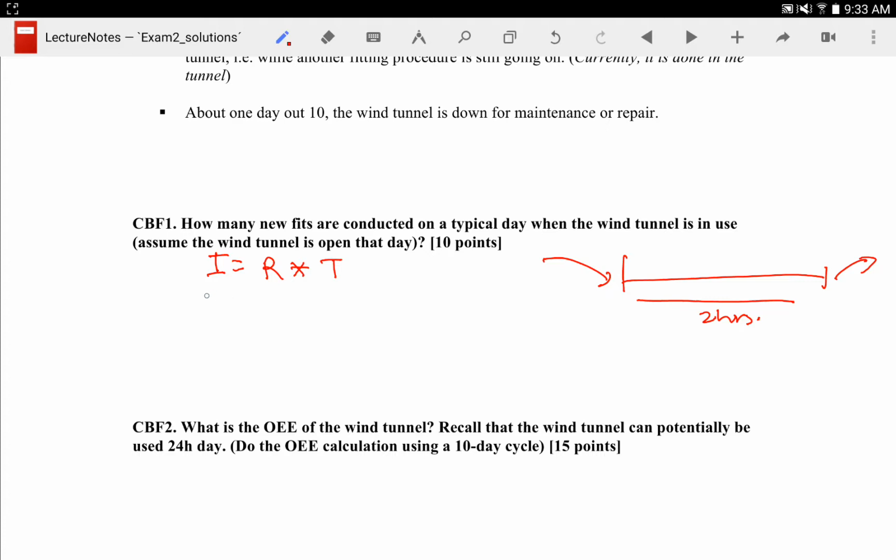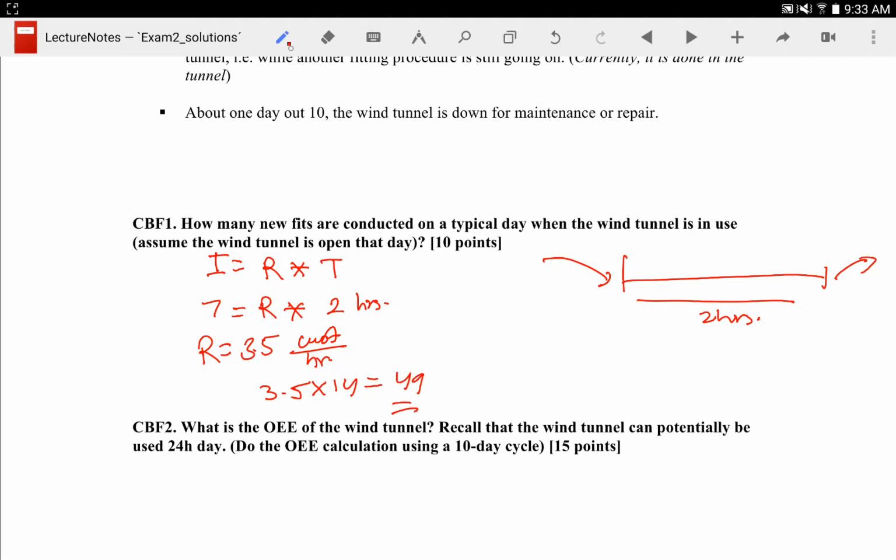If we think of it that way, at any given time, if you look at the system, there are 7 people being served. So you want to find the rate, and the time is 2 hours. That means the rate is 3.5 customers per hour. But we have 14 hours in a day, so 3.5 times 14 gives you 49.